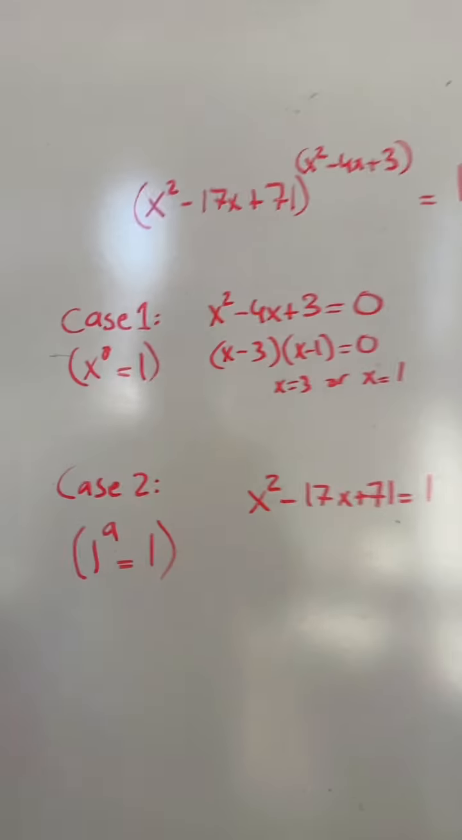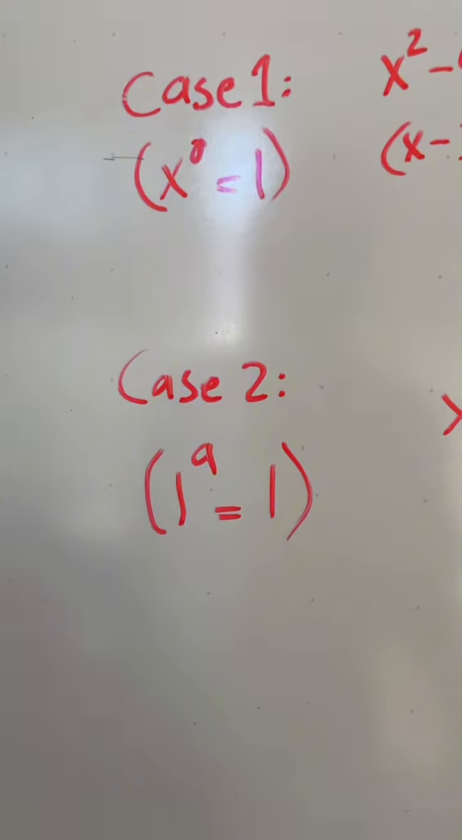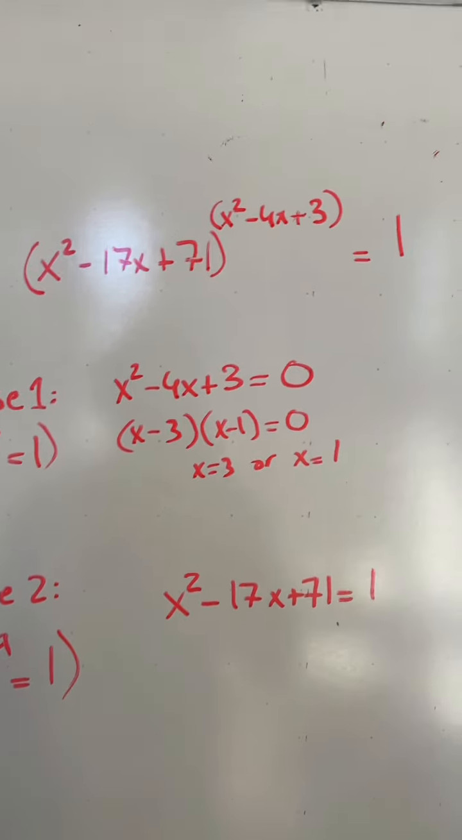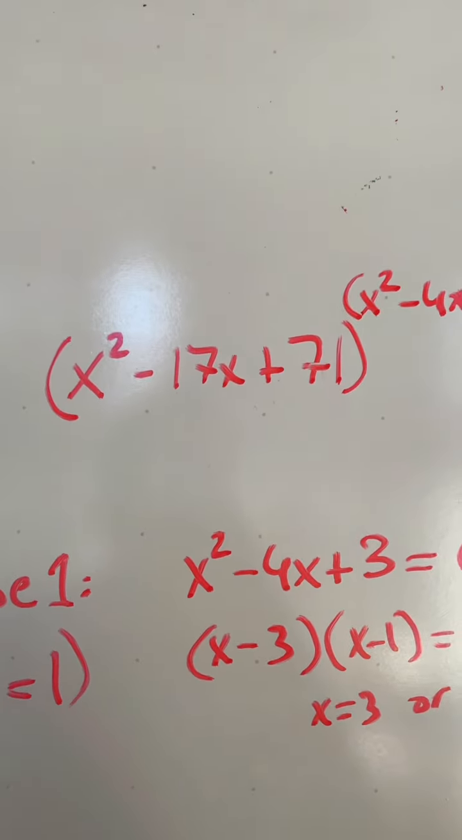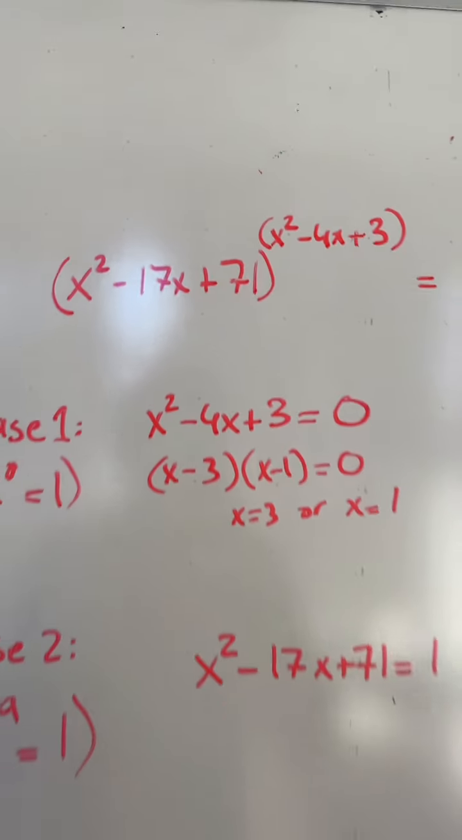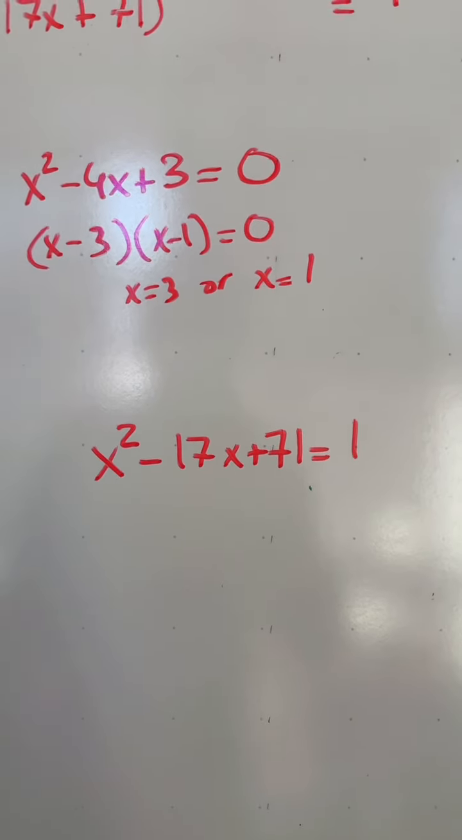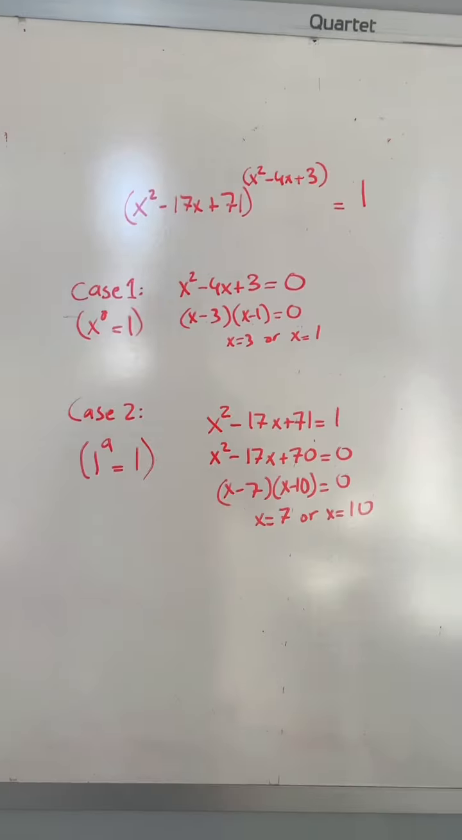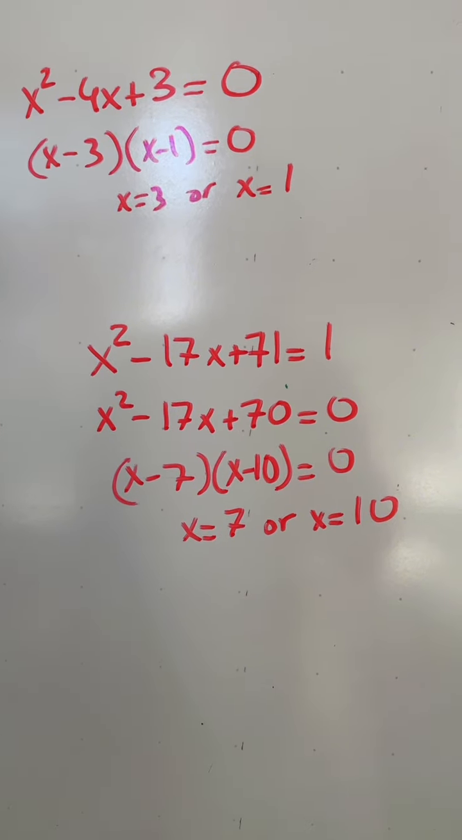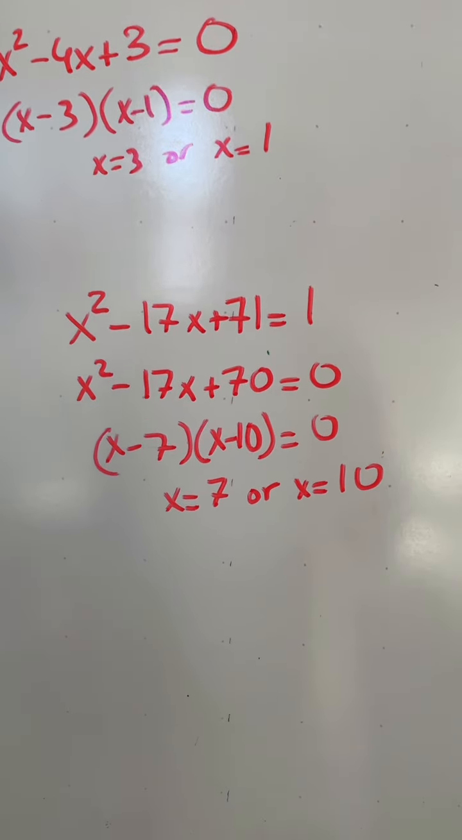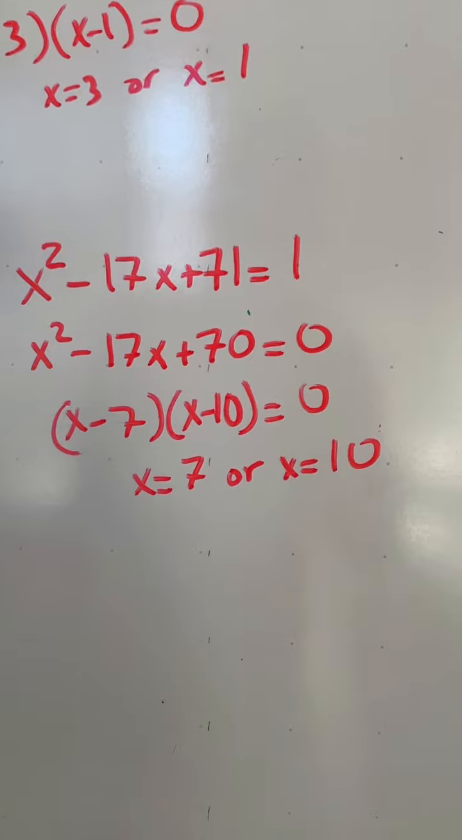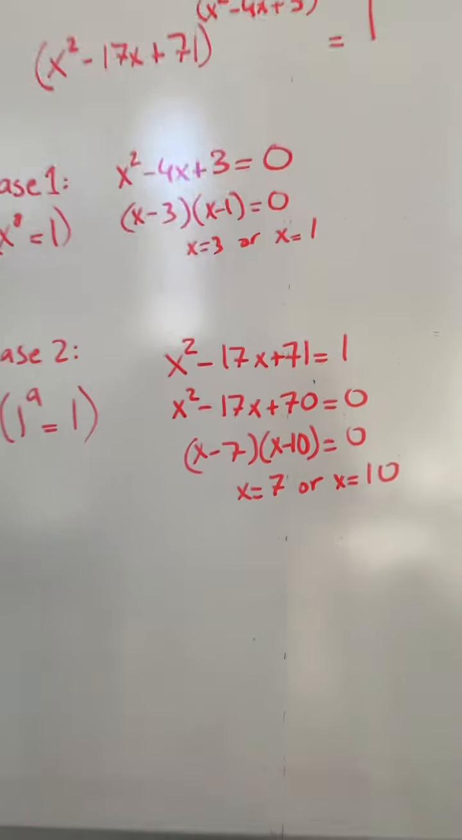Now we'll look into the second scenario, which basically says that 1 to the power of anything is equal to 1. Since our base here is x squared minus 17x plus 71, we need to find values of x which make it equal to 1. This is also relatively simple. We'll bring the 1 to the left side and it turns into x squared minus 17x plus 70 is equal to 0. Then we simply factor and we have two more solutions, which are x is equal to 7 or x is equal to 10.